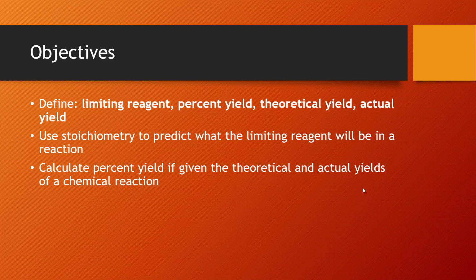Be able to use stoichiometry to predict what the limiting reagent will be in a reaction. This is going to require molar ratios and using the masses. So yes, quite a bit of math. And calculate percent yield if given a theoretical and an actual yield of a chemical reaction. Again, this is math, but this is easy math.